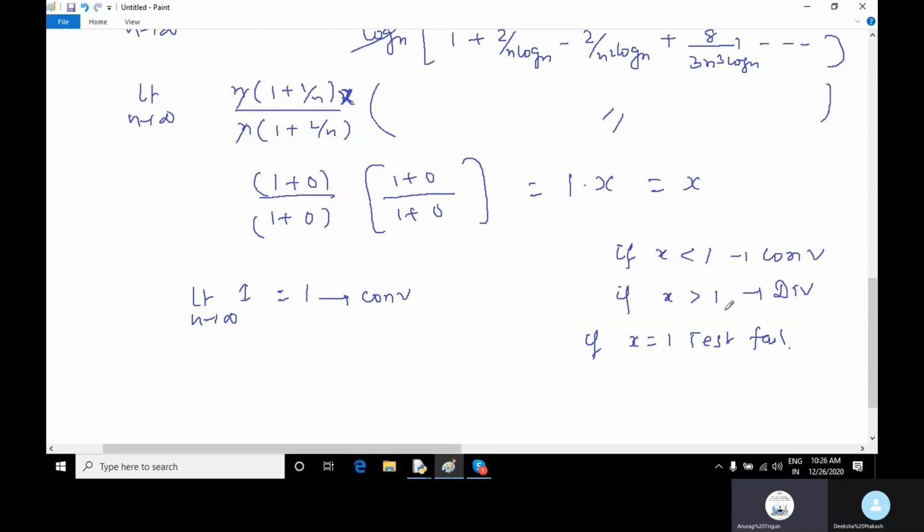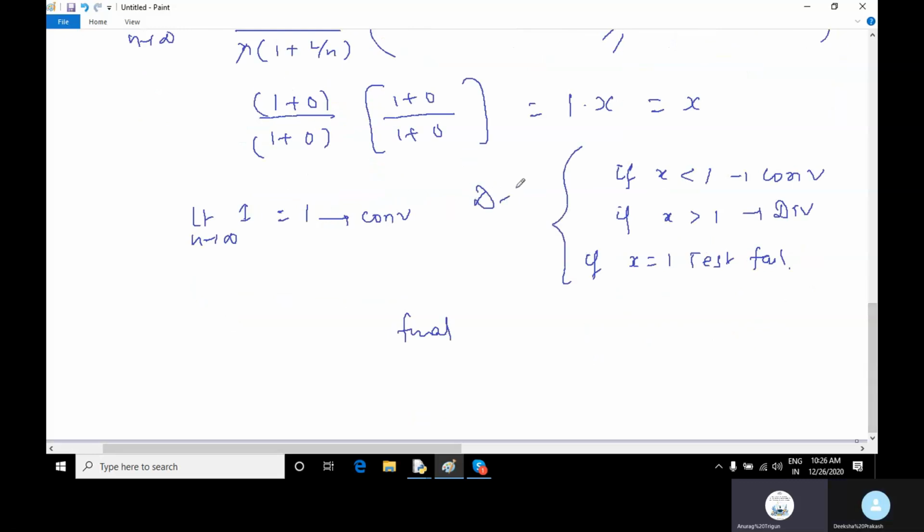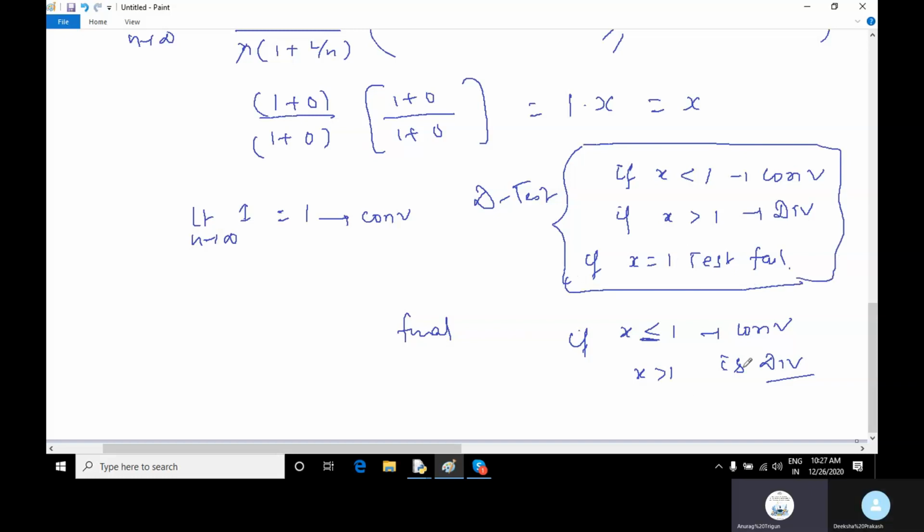So you can write here, this is finally what comes by the D'Alembert test. Now finally we can write: if x is less than or equal to 1, then it's convergent. If x is greater than 1, then divergent. And the equal to case, I have not done by the D'Alembert test, as the test failed. But by the comparison test, any test you could do. So we've simplified it till the end, and then used the comparison test in the last step. If you write this much, it's enough.